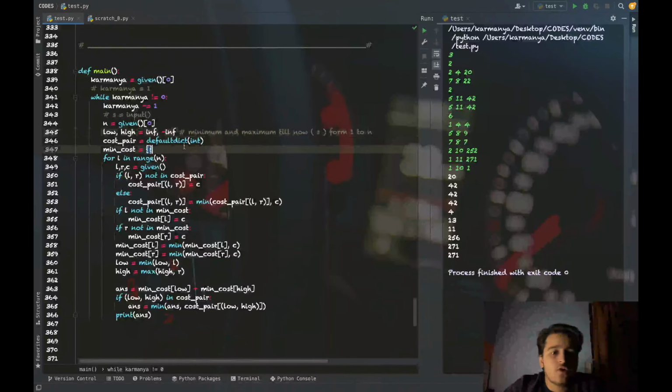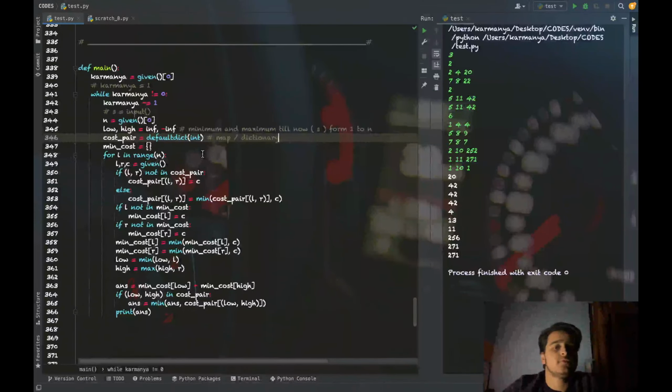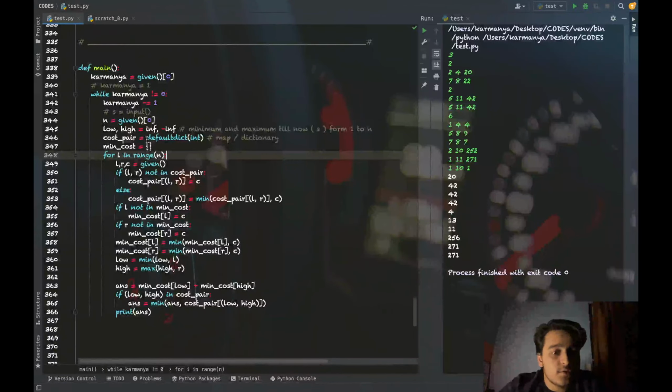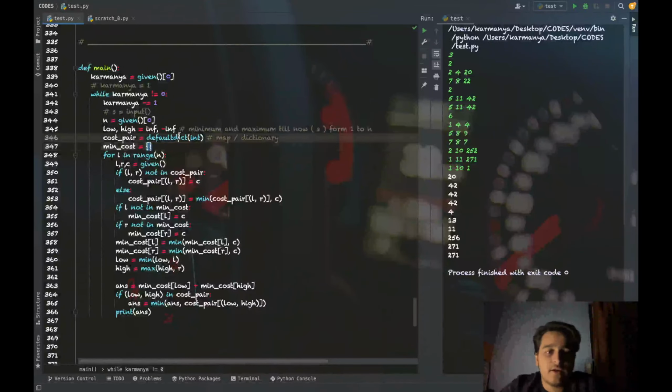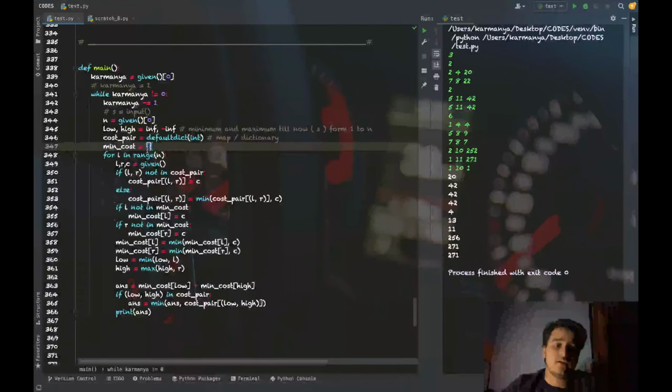And I have taken a cost pair. This is a map or dictionary, whatever you can use according to your language. So I have taken another dictionary. This is a default dictionary which has a predefined value as int, but we can just replace it by a simple dictionary also. Earlier I used an approach where I used this default dictionary, but you can just use an ordinary dictionary, which I have used like minimum cost.